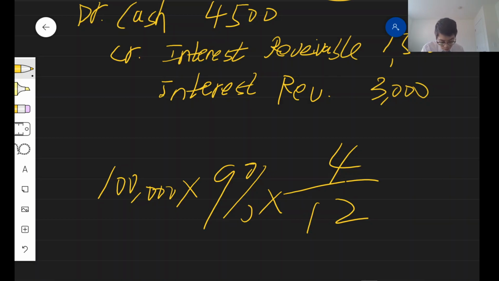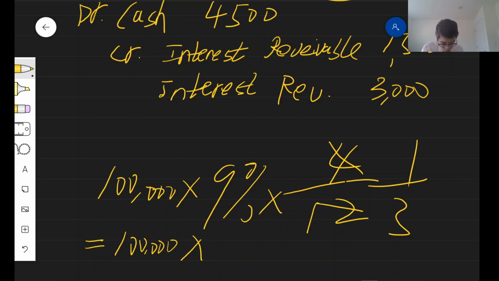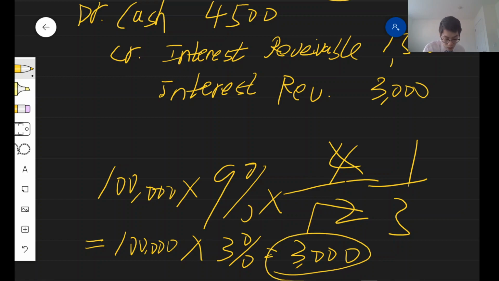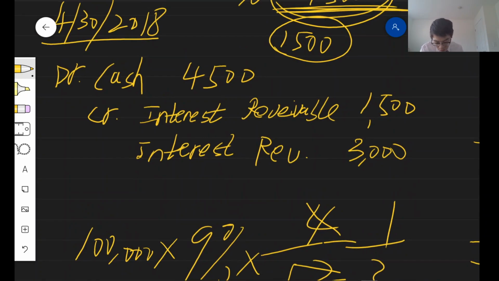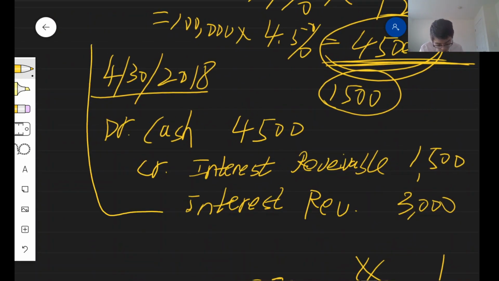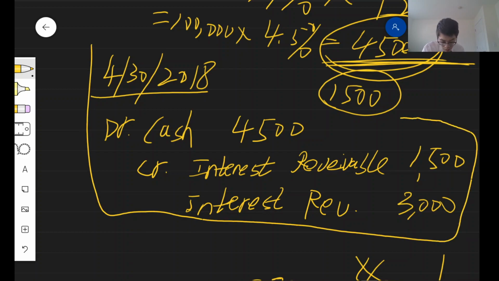Connection is lagging. All right. So we have 100,000 times 1/3, which is 3%. That gave us $3,000, which is our interest revenue. So this was the journal entry that we made on April 30th, 2018.